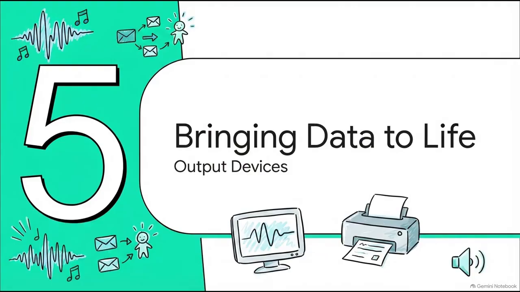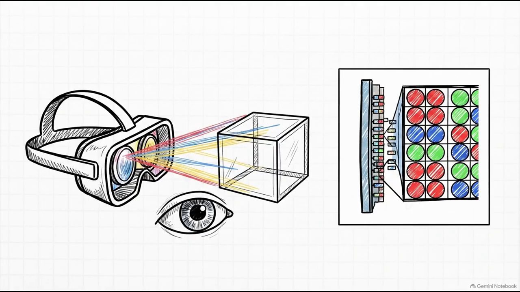And our final stop, Section 5, bringing data to life. So we've processed and stored all this data, right? But how does the machine actually output it back to us in a way our human brains can understand?